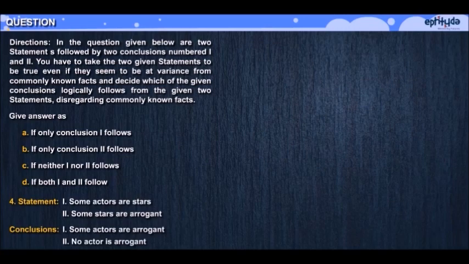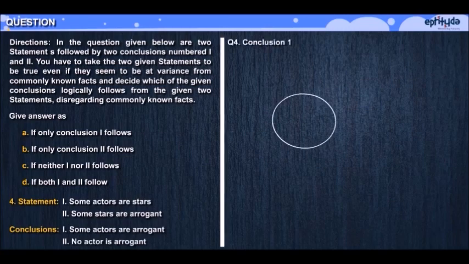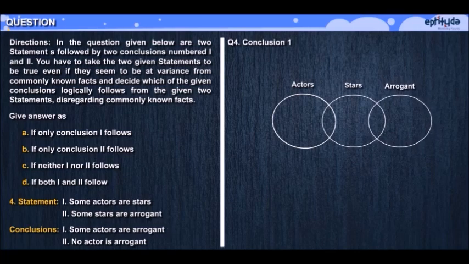Step 1. Counter of conclusion. Some actors are arrogant is no actor is arrogant. Step 2. Use premise 1, some actors are stars, to draw a simple diagram. Step 3. Use premise 2, some stars are arrogant, on step 2 to prove the counter no actor is arrogant. Since we can prove the counter, this conclusion is invalid.